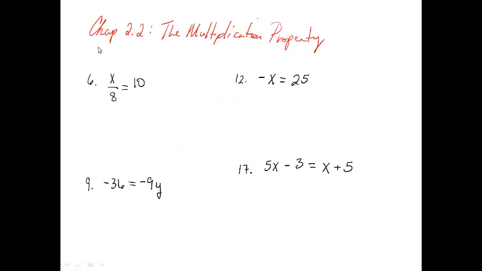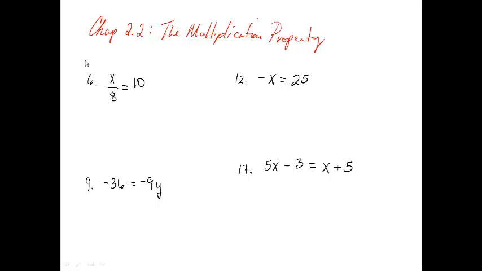Okay, so for this video, we're going to look at 4 problems from the chapter review. Chapter 2 review, page 204, 2.2. This is where we learned the multiplication property. The multiplication property just says if you need to move a number away from your variable in order to isolate your variable, you do the opposite of whatever it's doing.